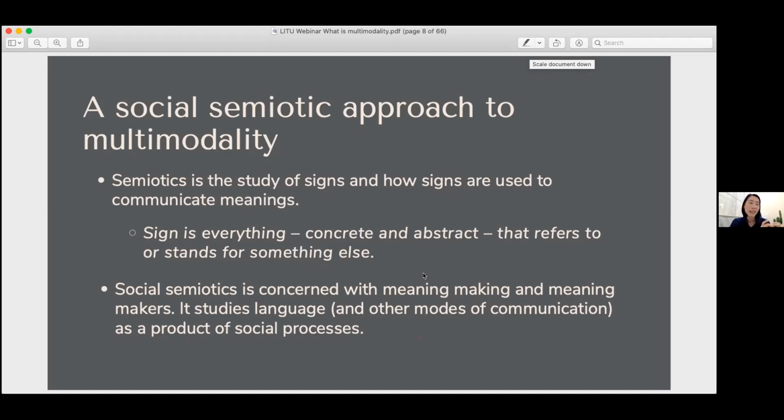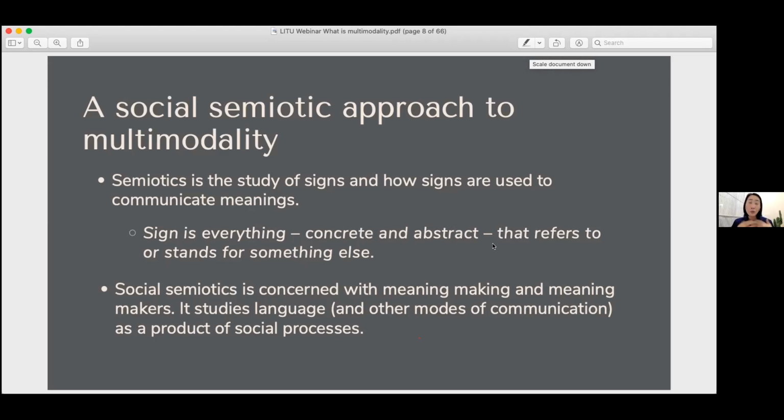Originally there is an area of study called semiotics, which is the study of signs and how signs are used to communicate meanings, right? We can think of a sign as everything concrete or abstract that refers to or stands for something else. So you can look at the dark clouds in the sky as a sign that it's going to rain, or when you text someone you like and they didn't reply, that could be a sign that they're not really interested in you, something like that. We as humans love to interpret things. So that is in essence semiotics.